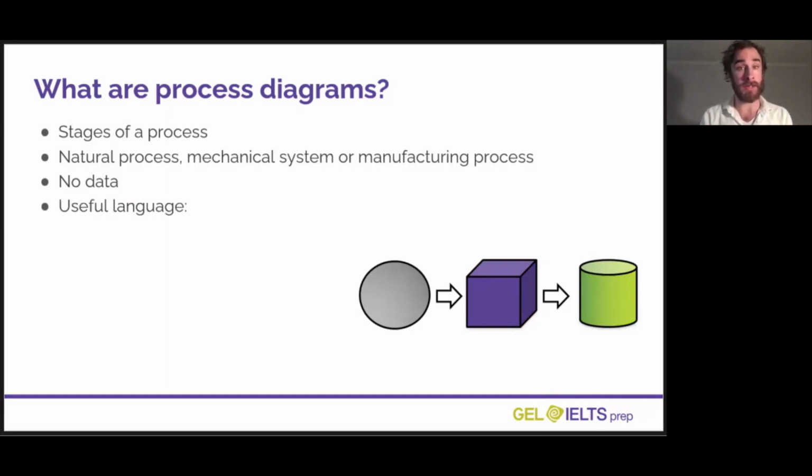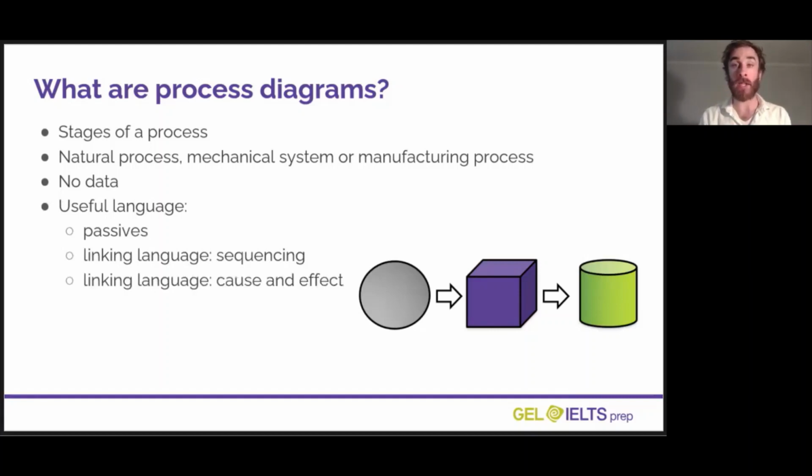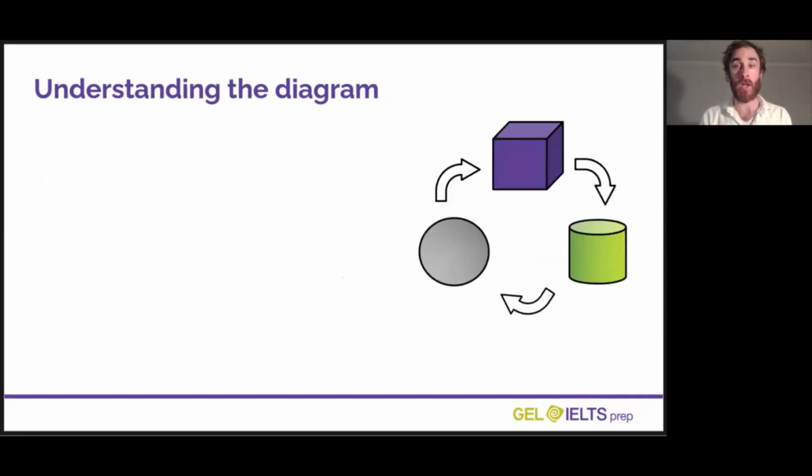When you write your answer, it can be useful to include things such as passives to make your language more impersonal, linking language of sequencing to show the order of events, and linking language of cause and effect to show the relationship between the stages of the process. So, what do we do when we see this type of question? We need to understand what the diagram shows and all of the stages of this diagram.